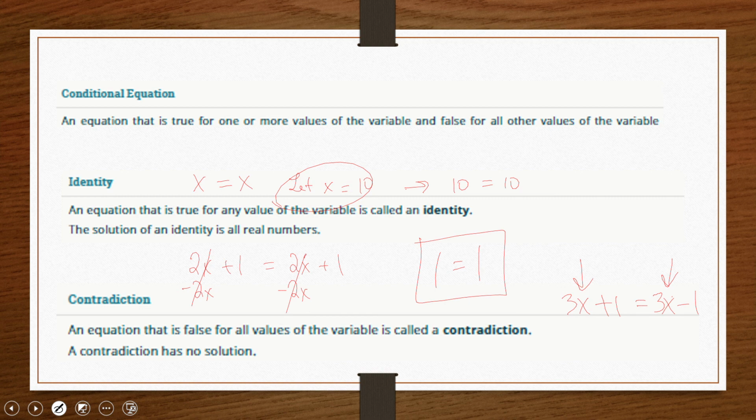And so in the same vein as the last example, I can try to show this algebraically. If I want to solve this equation, I end up with 3x minus 3x is 0, so I get negative 1 on this side. 3x minus 3x is still 0, but I end up with a false statement, 1 is equal to negative 1. And so I've shown algebraically that there's no true solution to this equation. It is a contradiction.